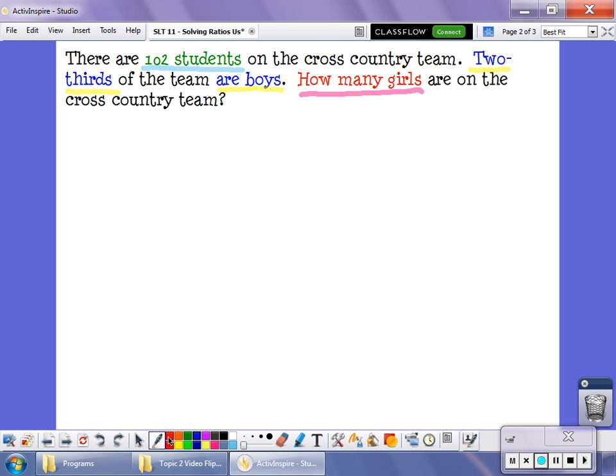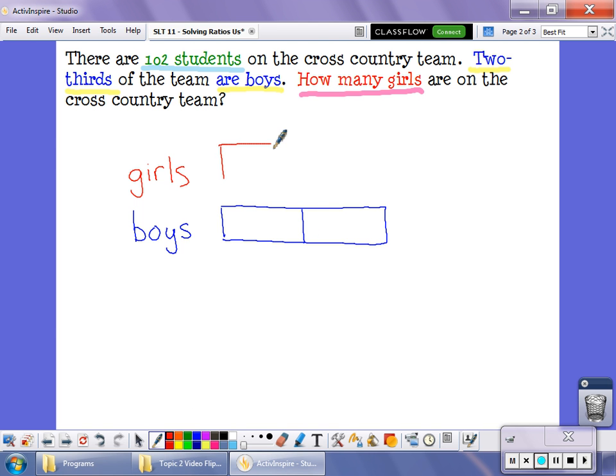So again, let's set this up. We know that we have some girls, and we know that we have some boys. And we know that 2/3 of the team are boys. And if 2/3 are boys, that means 1/3 is going to be girls. So if we look at this, all together we have 3/3 here, which gives us the whole team. Now we know that the whole team is 102 people, okay? And we know that thirds are equal parts.